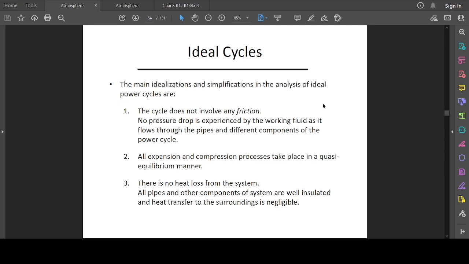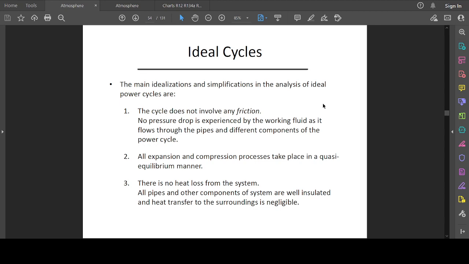Friction is one of the things that brings about irreversibilities in the system. If we want to idealize the system, we can assume that the cycle does not have friction. So we assume that there is no pressure drop experienced by the working fluid as it flows through the pipes and the different components of the power cycle, which we know is not a reality, not what is experienced in reality.